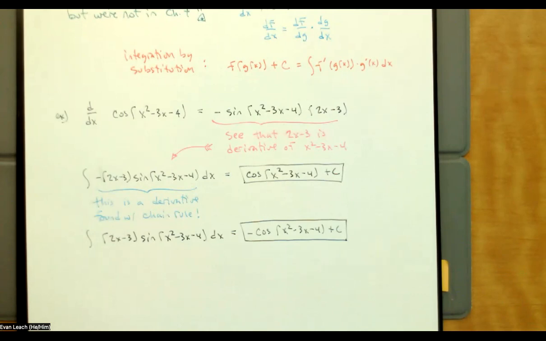The core of the problem, the core thing that we recognize, is that that 2x minus 3 is the derivative of x squared minus 3x minus 4. And the x squared minus 3x minus 4 is plugged into the sine function, which is the derivative of negative cosine. So this was found with the chain rule.